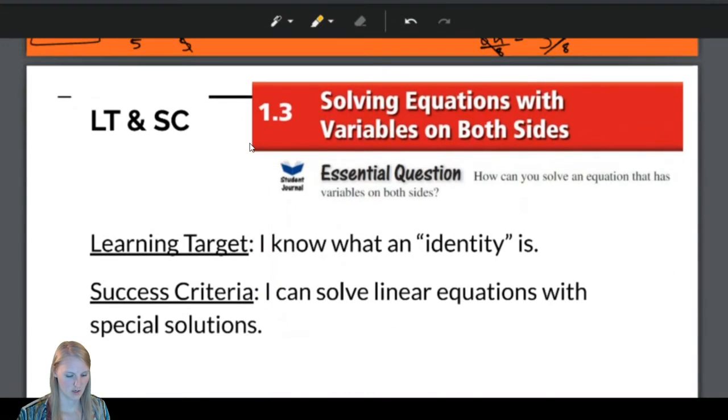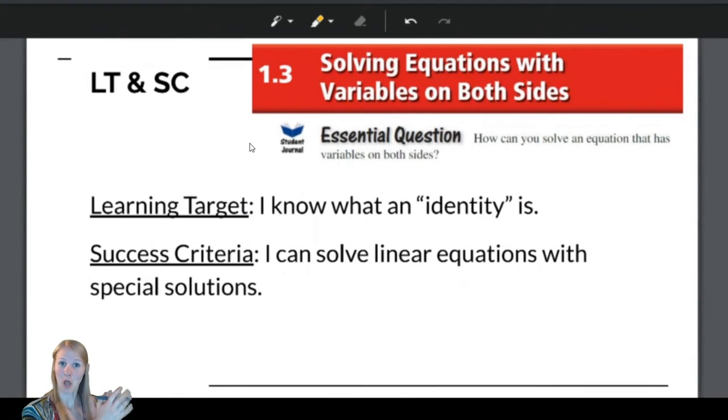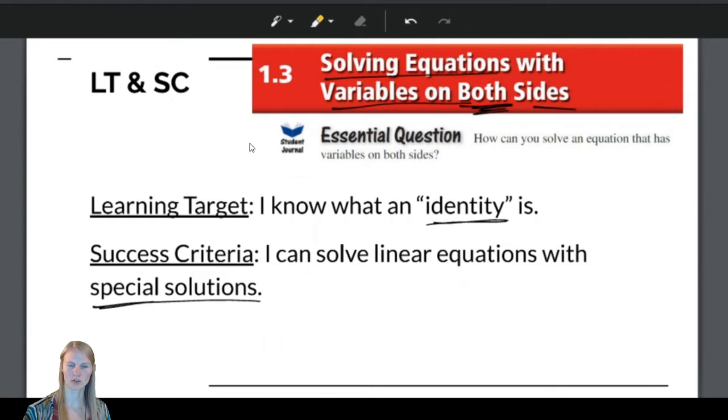Okay. So, day 2 of section 1.3, still solving equations with variables on both sides. But today, our learning target is you know what an identity is. And our success criteria is that you can solve linear equations with special solutions. Ooh, special. Yeah, so the problems today are going to look a little different. They're going to look the same, but their answers will look a little different than normal.